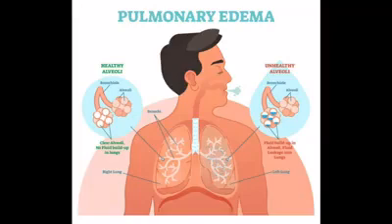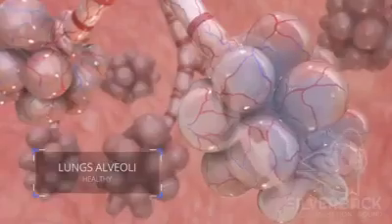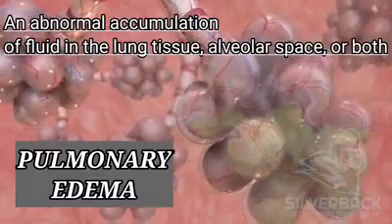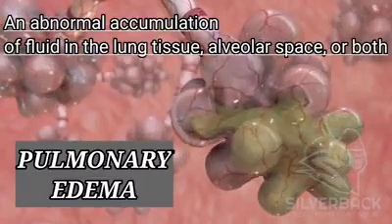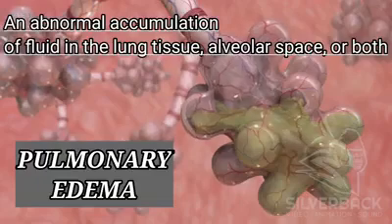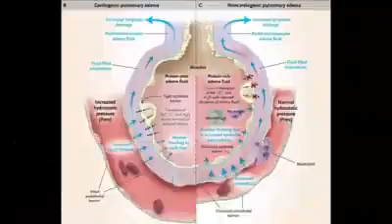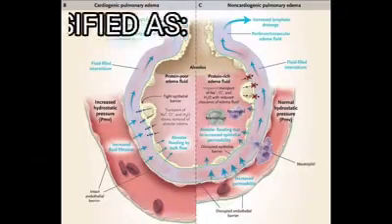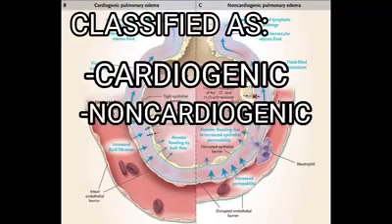Now, let's talk about pulmonary edema. So, pulmonary edema is a condition where there is an abnormal accumulation of fluid in the lung tissue, in the alveolar space, or both. Pulmonary edema can be classified as cardiogenic or non-cardiogenic in nature.